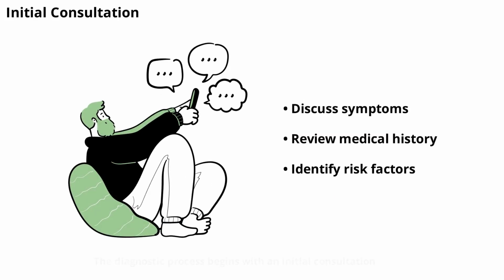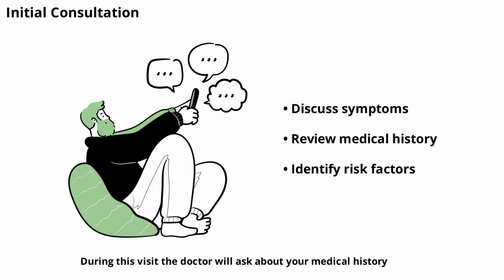The diagnostic process begins with an initial consultation. During this visit, the doctor will ask about your medical history, any vision changes you've noticed, and specific symptoms such as blurred vision, glare, or difficulty seeing at night. This conversation helps the doctor understand your risk factors and determine whether further testing is needed.